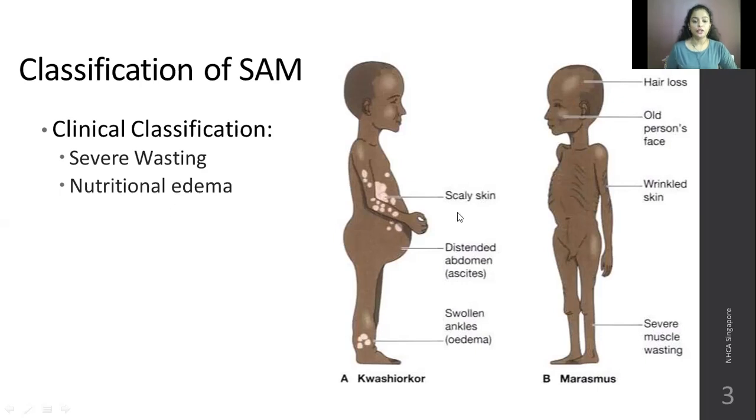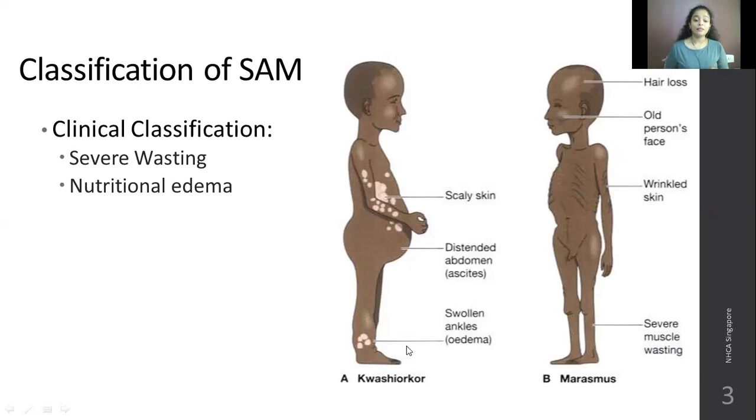Then you have nutritional edema. Come on this right side picture. Okay, the child has a distended abdomen. Okay, this abdomen is filled with fluid. Okay, scaly skin, distended abdomen. Okay, swollen ankles and pitting edema.